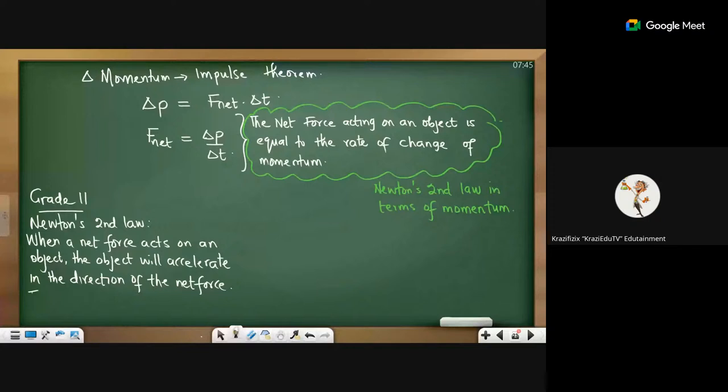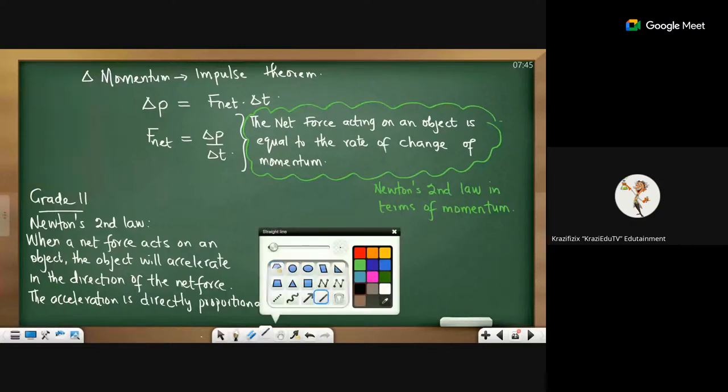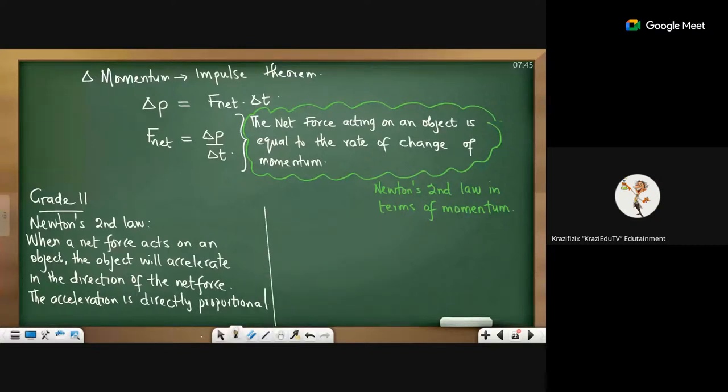All right, the acceleration is directly proportional, this you mustn't forget, guys, to the net force, and inversely proportional to the mass. And here we say F net equals m a. F net equals m a.